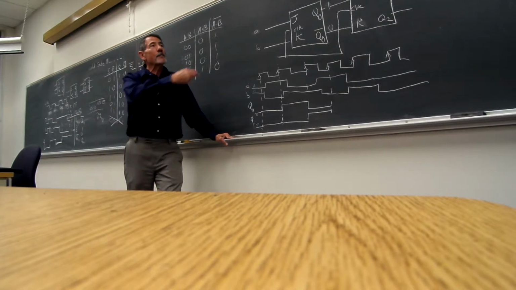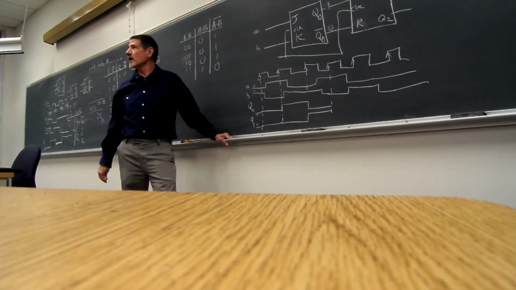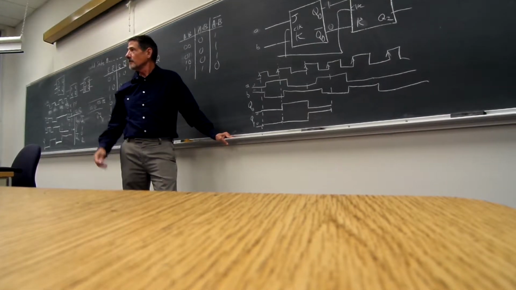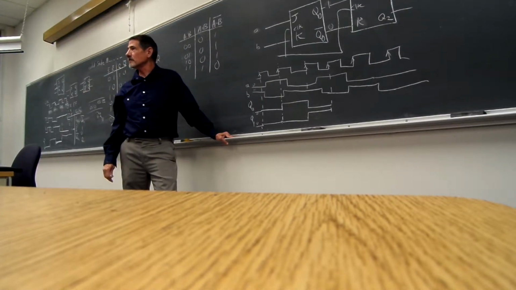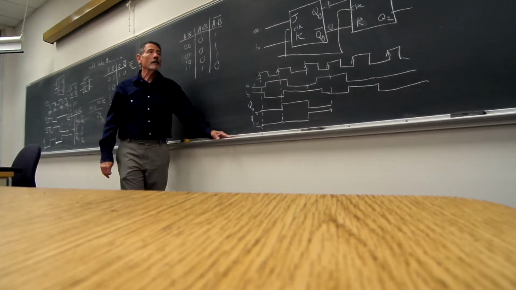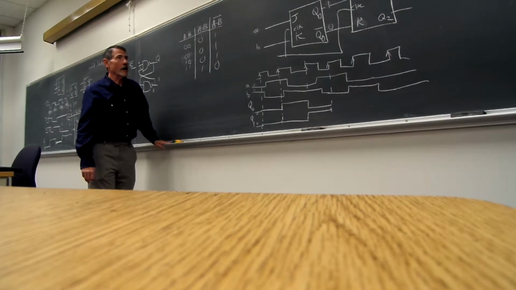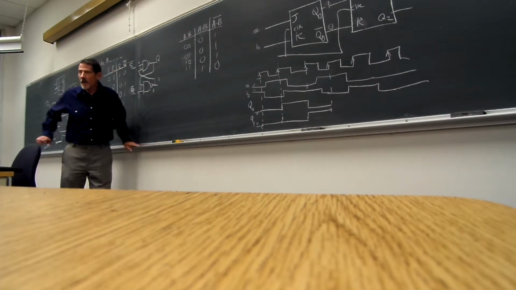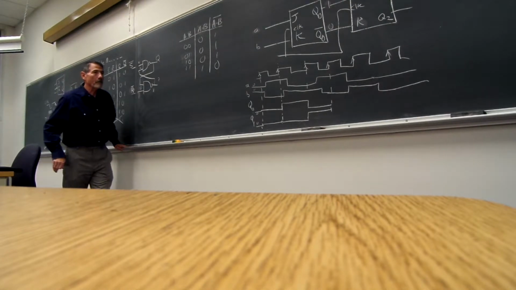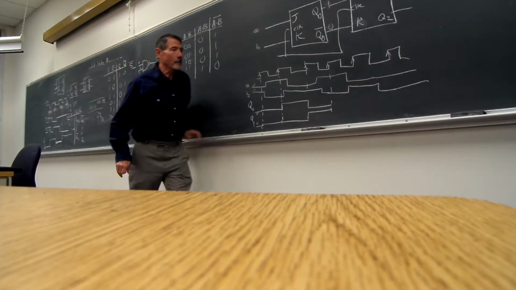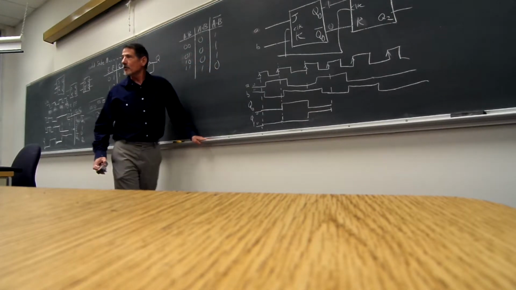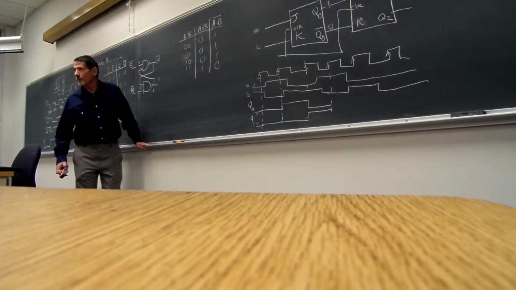What do you suppose would happen if I put a few more JK flip-flops out there? You get more memory cells, correct? Okay, so what I have here is the capability of making a shift register where I can store numbers.